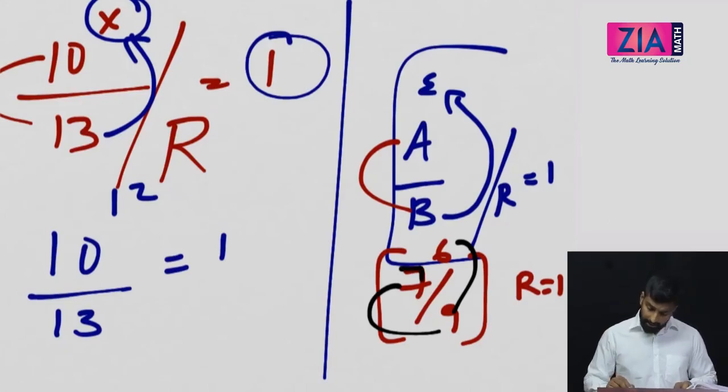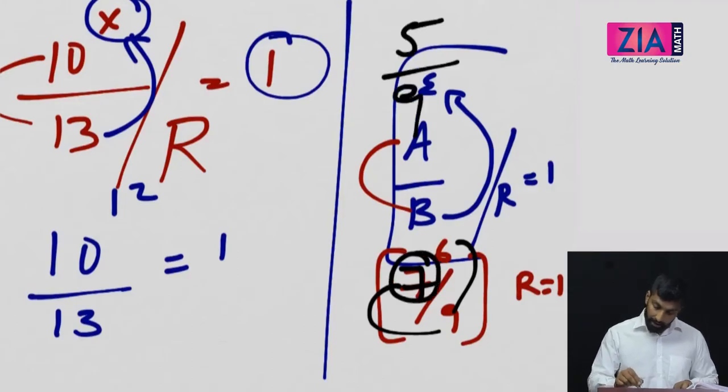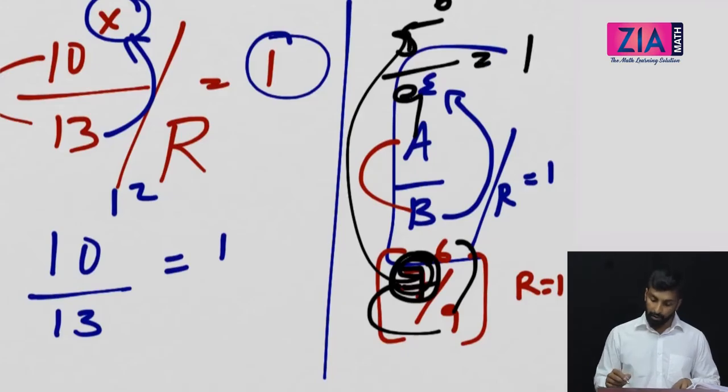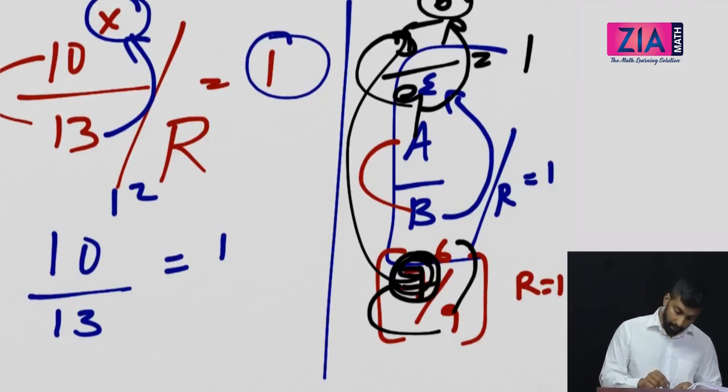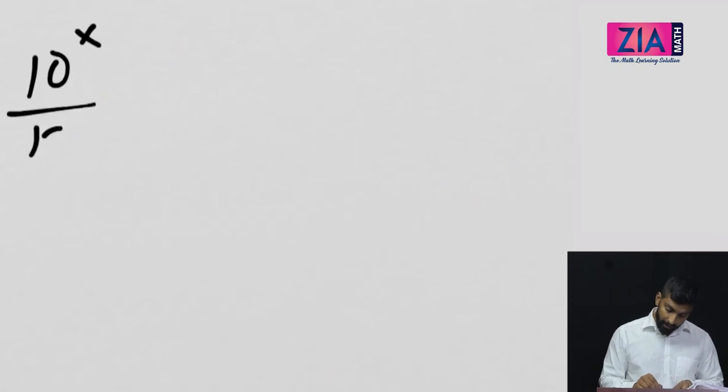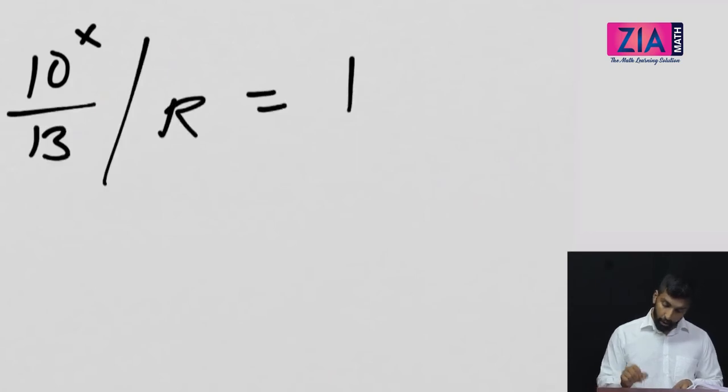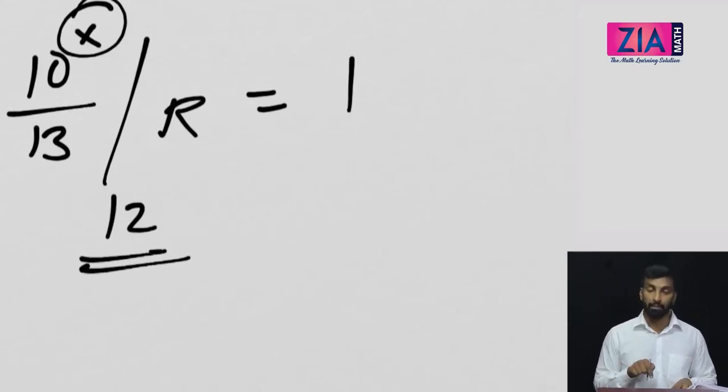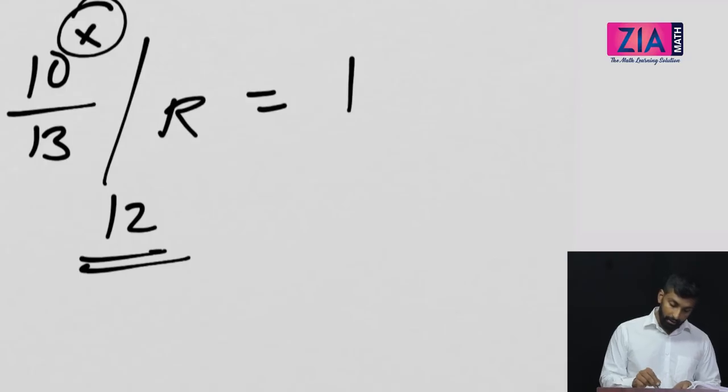And not only 7, if it is 5 raised to the power 6 divided by 9, instead of 7, still the remainder will be 1 because 5 and 9 are coprimes. And still 6 is the Euler's number of 9, right? So that is what applies here. So if 10 raised to x divided by 13 needs to have remainder 1, x has to be 12 as per Fermat's theorem. So the moment you understood this, the question is over.